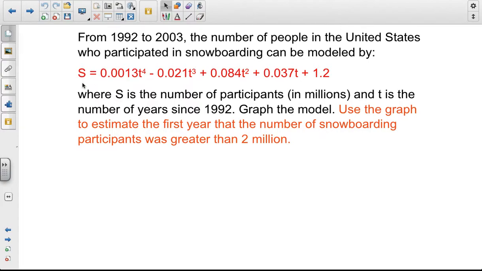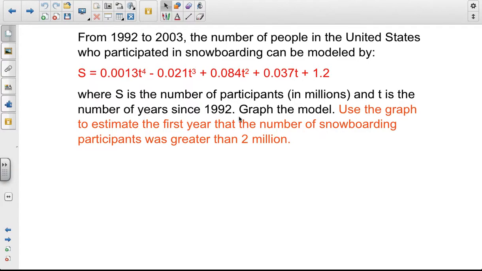This S value represents the number of snowboarders in millions. So for example, if S equals 1, on the graph it's going to show 1, but really it means 1 million. And T represents the number of years since 1992. So I'm not going to put in a T value of 1992, because that would represent 1,992 years since 1992. If I wanted to show the year 1994, I would have my T value be 2, because it was the number of years since 92. Okay?